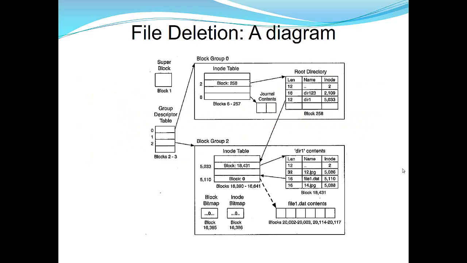So here's a functional diagram of file deletion. We still have the superblock and the group descriptor table. Essentially it's doing the same thing, looking at the same data structures, whether you're creating, deleting, or removing a file. This shows that graphically.